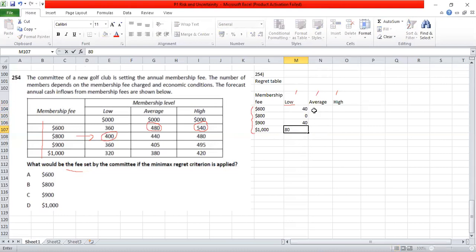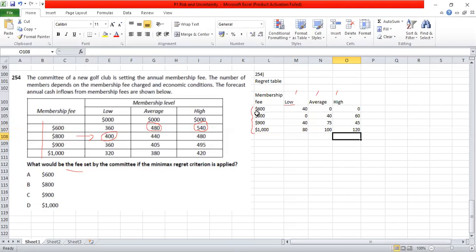Okay. Then when it is average, the best is 480, so regret will be 0. Then here it is 40. Then here it is 75. Then here it is 100. When it is high, 0, 60. Then we see 45. Then 80, 41, 20.